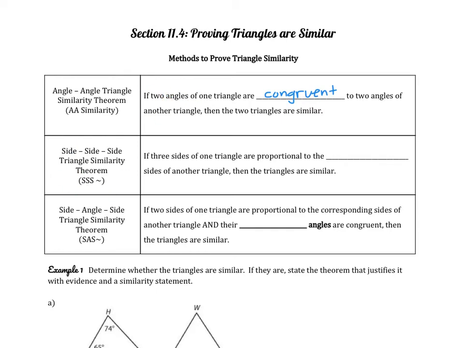The second theorem is called the side-side-side triangle similarity theorem. This one says if three sides of one triangle are proportional to the corresponding sides of another triangle, then the triangles are similar. So you do need to check that all three sides are proportional.